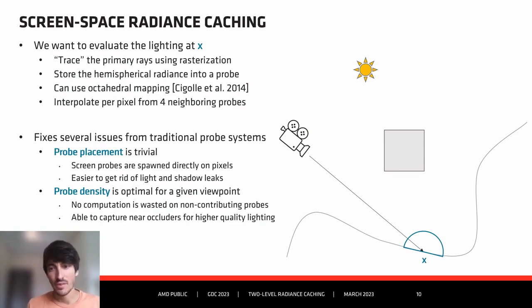And second point, density is also really important to get right in a more traditional probe system. And again, with the screen probes, this is a bit of a non-problem. It's naturally optimal for a given viewpoint. There's no computation wasted on non-contributing probes because we only have probes for what's on screen. And because the grid is pretty dense, we're able to capture smaller details of nearby occluders and therefore achieve higher quality lighting.